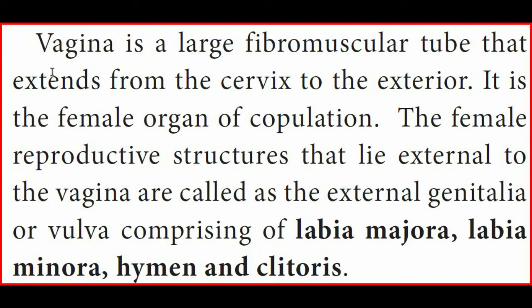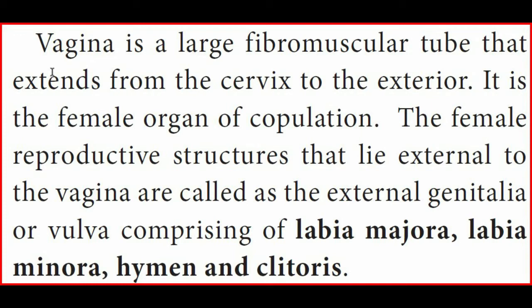Then the vagina. The vagina is also one of the parts of the female reproductive system. The vagina is a large fibromuscular tube that extends from the cervix to the exterior. It is the female organ of copulation.